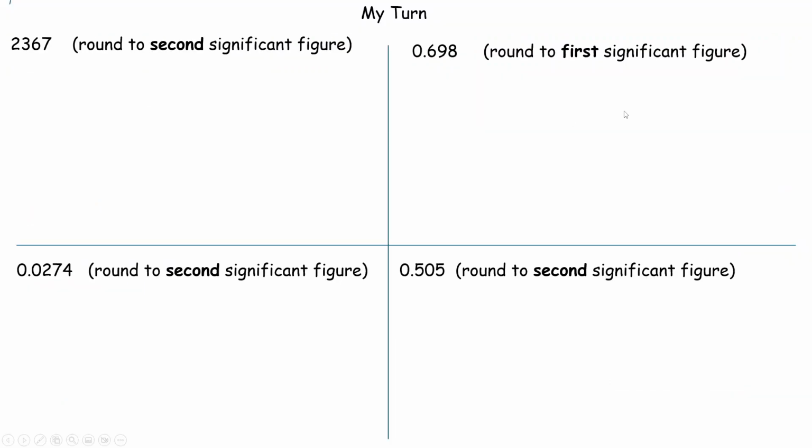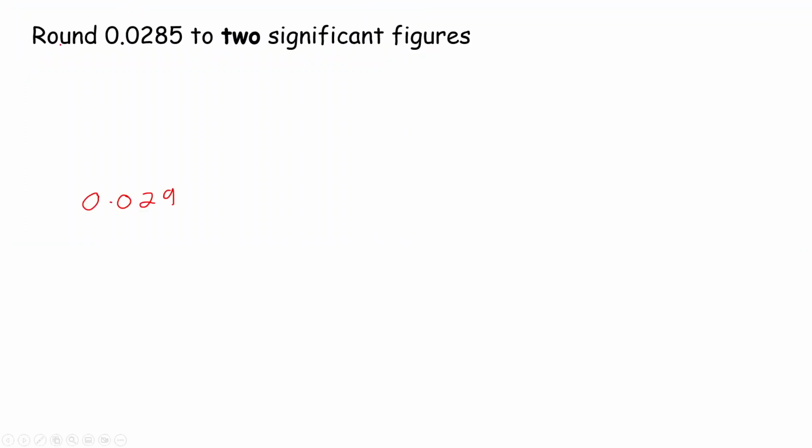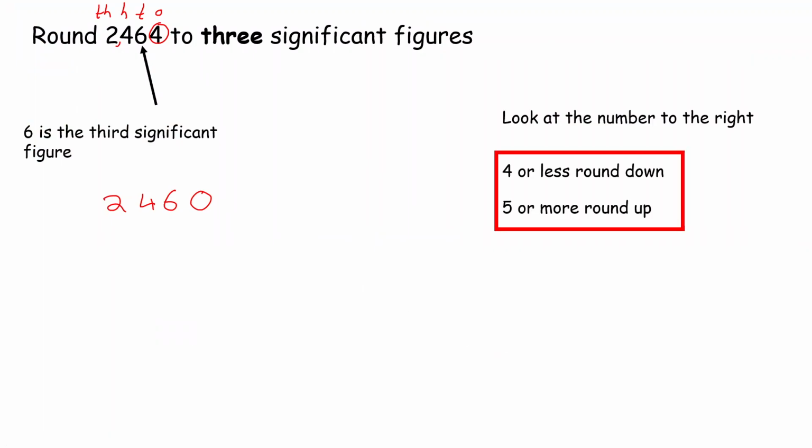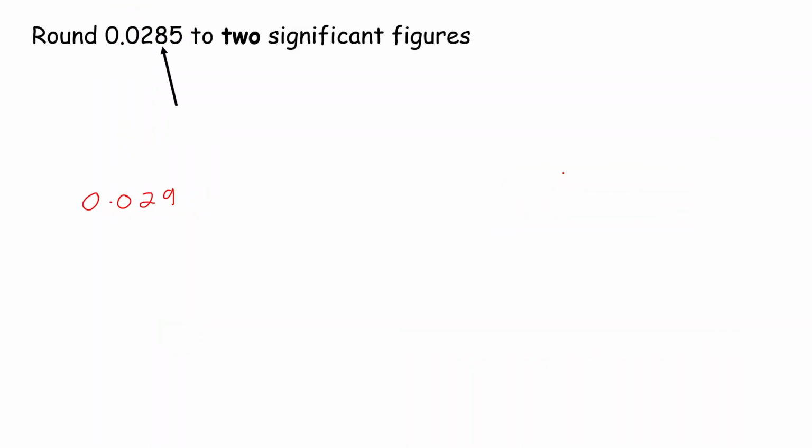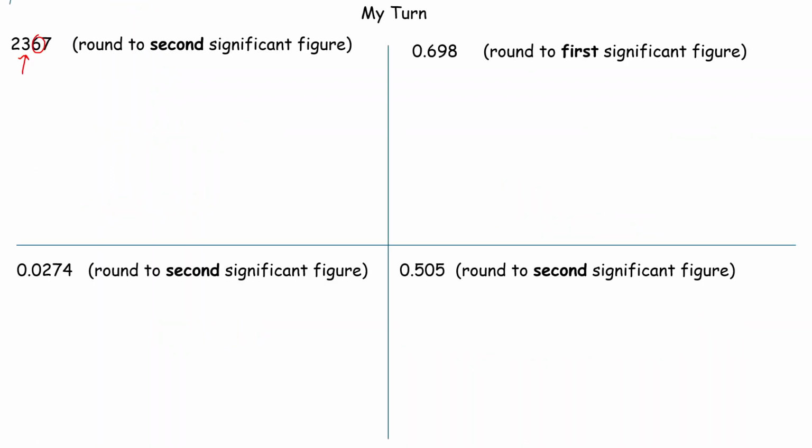So, my turn. Round this to the second significant figure. You've got to identify your second significant figure, which is going to be that 3. Your number to the right of it is a 6, and because that is 5 or more, you round up. Make a note of this on your pen pad or notepad, because I'm not going to write it down again.